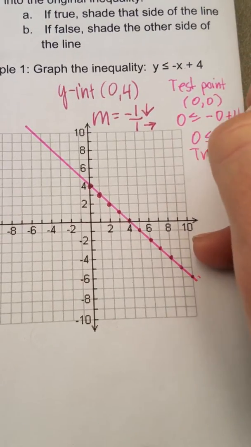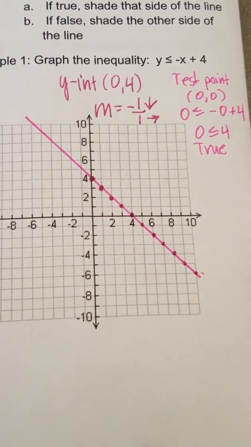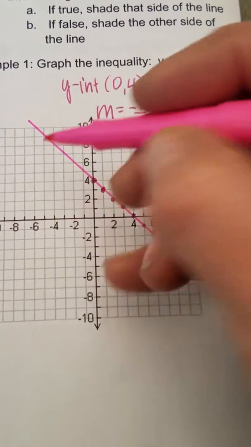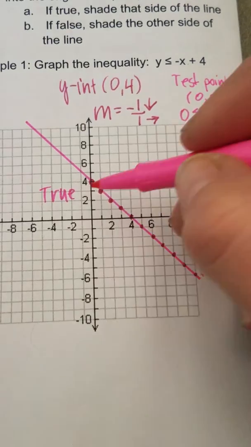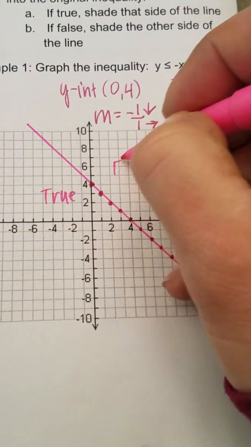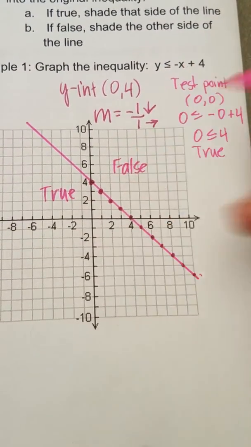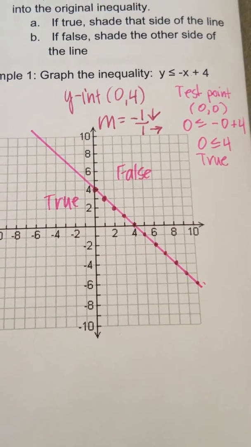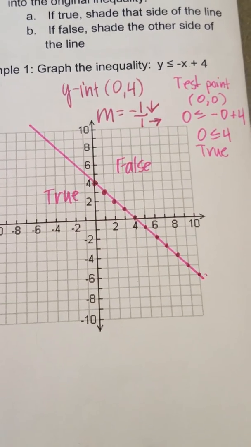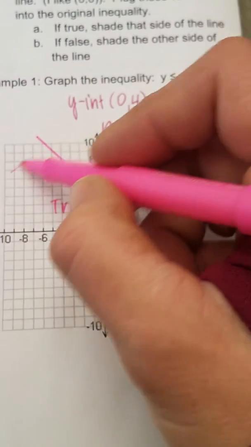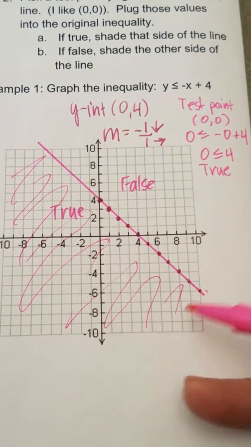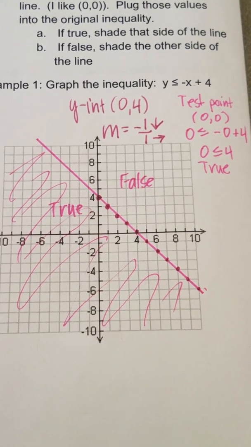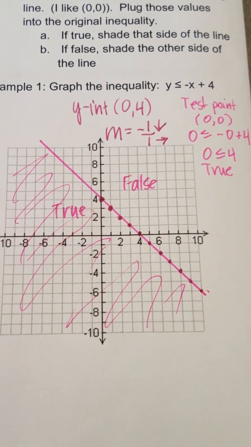This is a true statement, indicating that the (0, 0) side of the line is the true side, and therefore the other side of the line is the false side. And our directions are to shade the true side of the line. So once I've identified which side of the line is the true side, I put my shading in. And that's it for the first example.